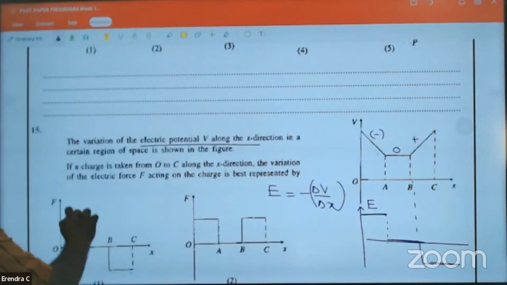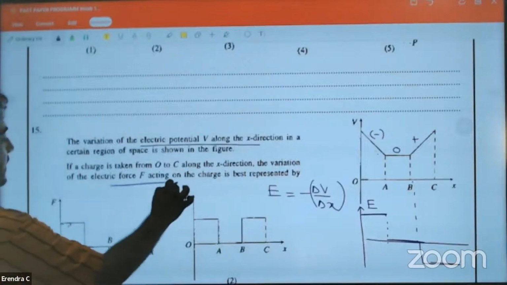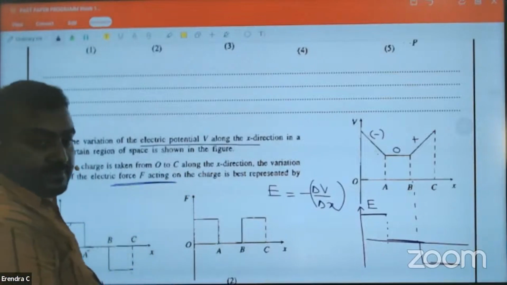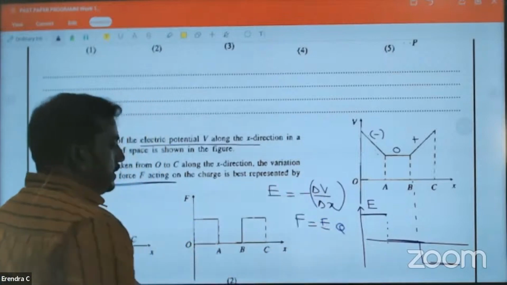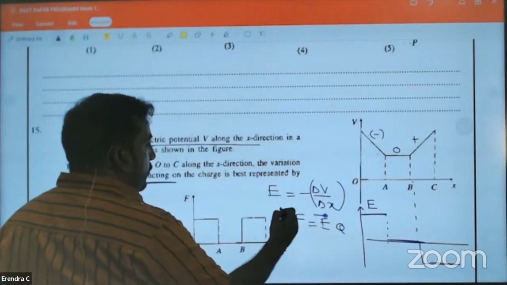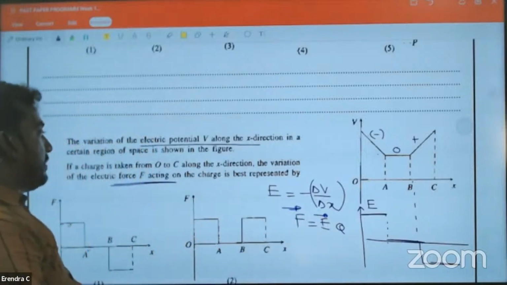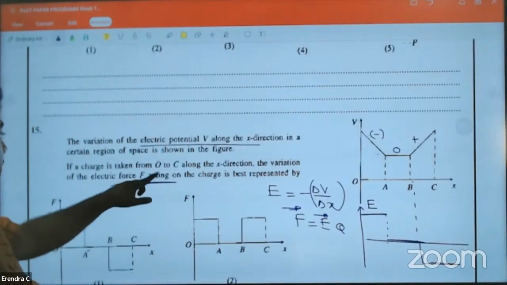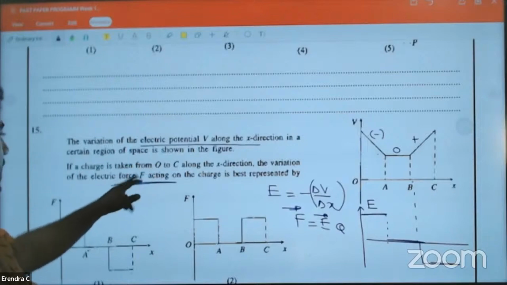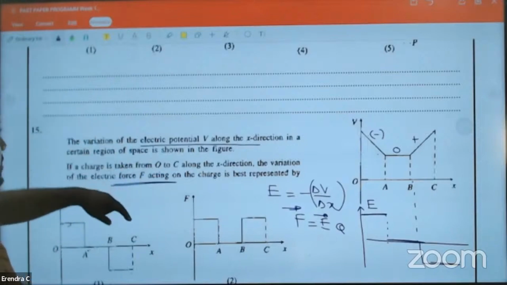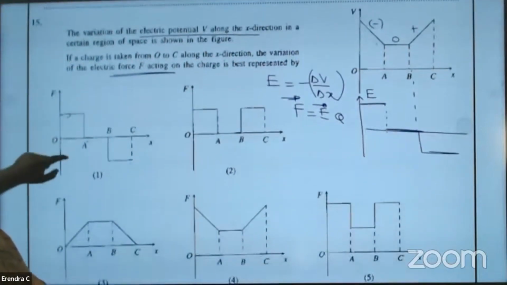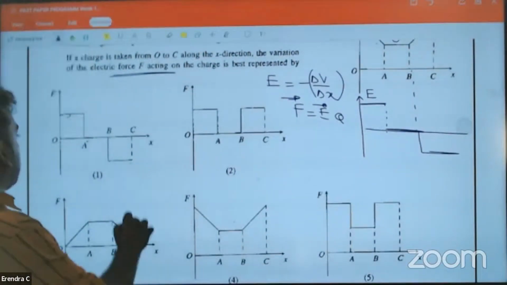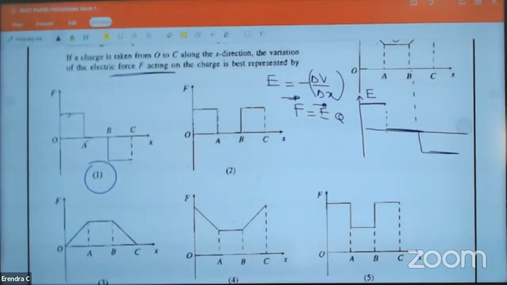Where do you see this? Positive, zero, negative. They are asking the force acting on the charge. Be careful. F is equal to EQ. E direction and force direction both should be what? Same if it's a positive charge. Have they said what charge? Positive charge. Take it as positive, which means the variation is similar. Similar means this is your answer.